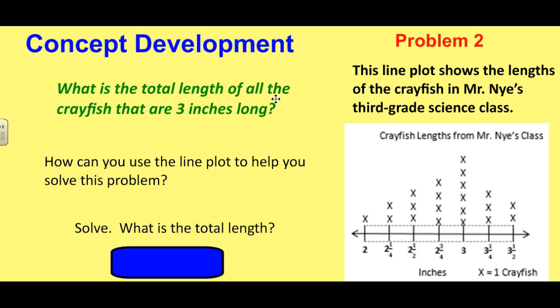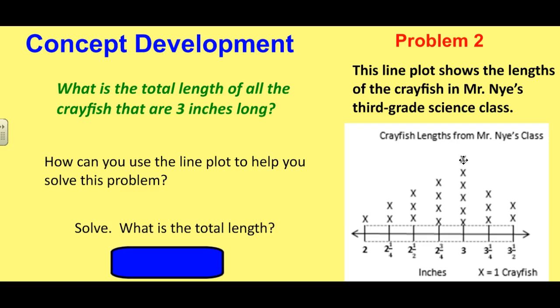So in order to solve this problem, we're going to have to find the 3 inches. If we know that each X represents one crawfish and each one of these crawfish on this part of the line plot are 3 inches long, then there's 1, 2, 3, 4, 5, 6. So that would stand for 6 crawfish. So it's like it's saying that you're going to take those 6 crawfish and line them up side by side. So what is going to be the total length of all 6 of those crawfish? So if I have 3, 3, 3, 3, 3, and 3, that's the same thing as saying I have 6 times 3.